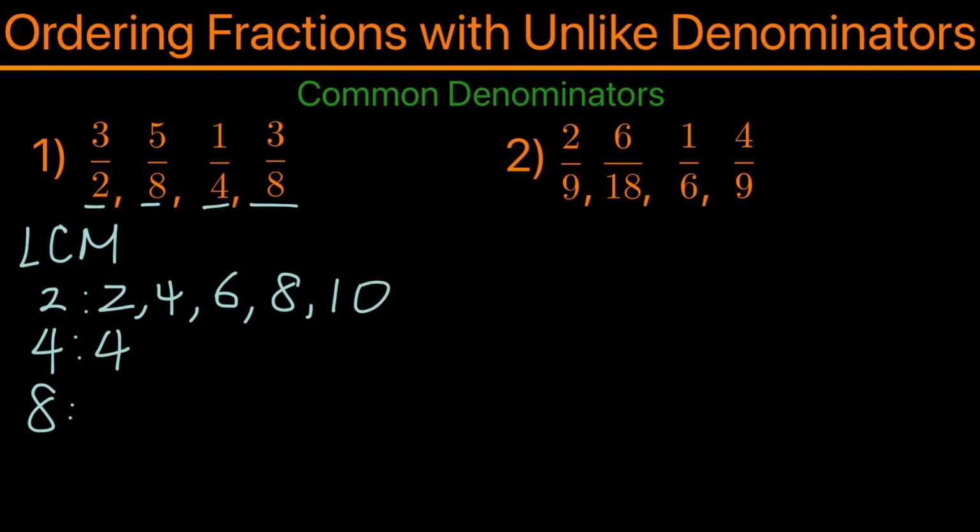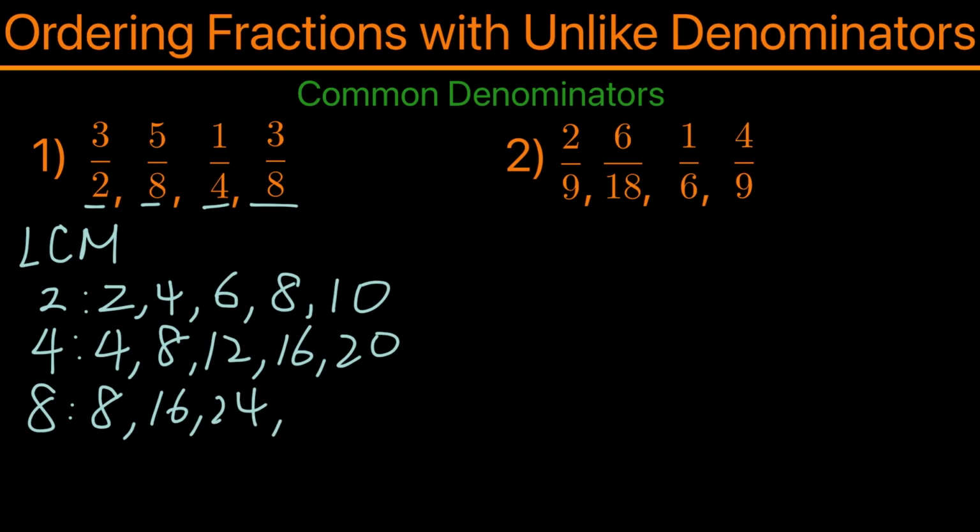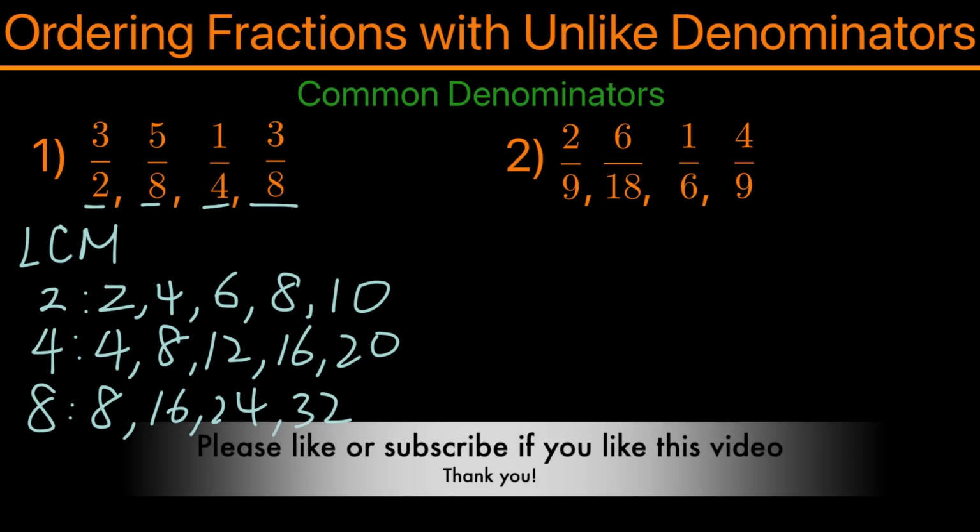For 4, we have 4 times 1 is 4, 8, 12, 16, 20. For 8, we have 8, 16, 24, 32. So we're going to find the least common multiple. In this example, we're looking for the lowest number that they have in common. So after going through the numbers, the least common multiple that we can find would be 8.